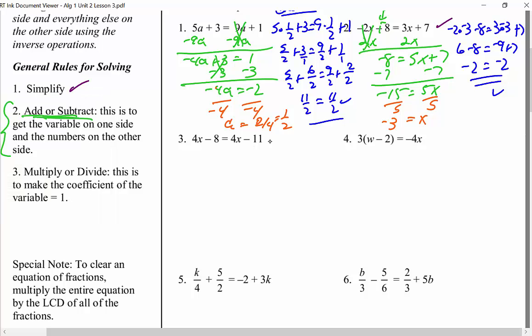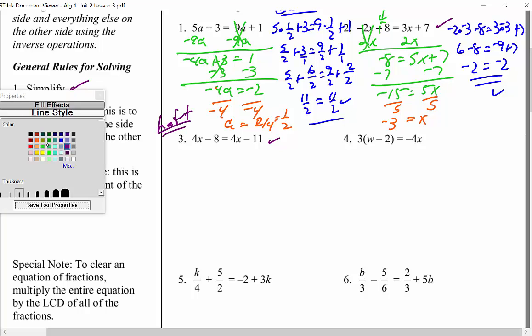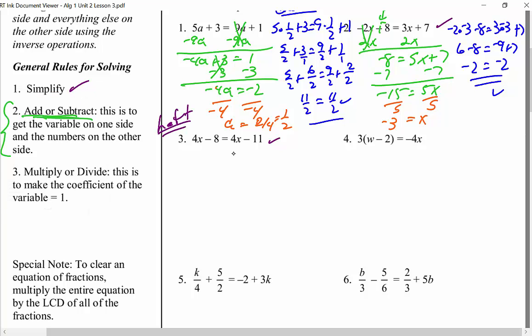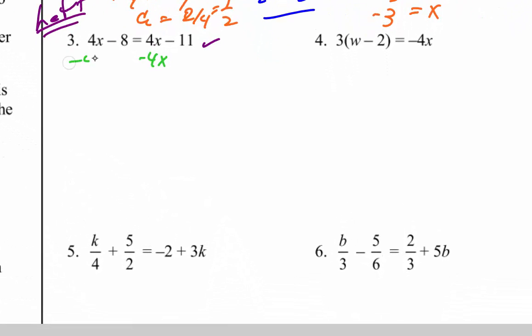Step 1, simplify. There's nothing to simplify. There's nothing I can do to both sides, whatsoever. So I have to pick some side to get x on. So I'm going to pick the left. That means I look at the right and I decide I have to subtract 4x from both sides. So 4x minus 4x cancels, 4x minus 4x cancels, and I get negative 8 equals negative 11.